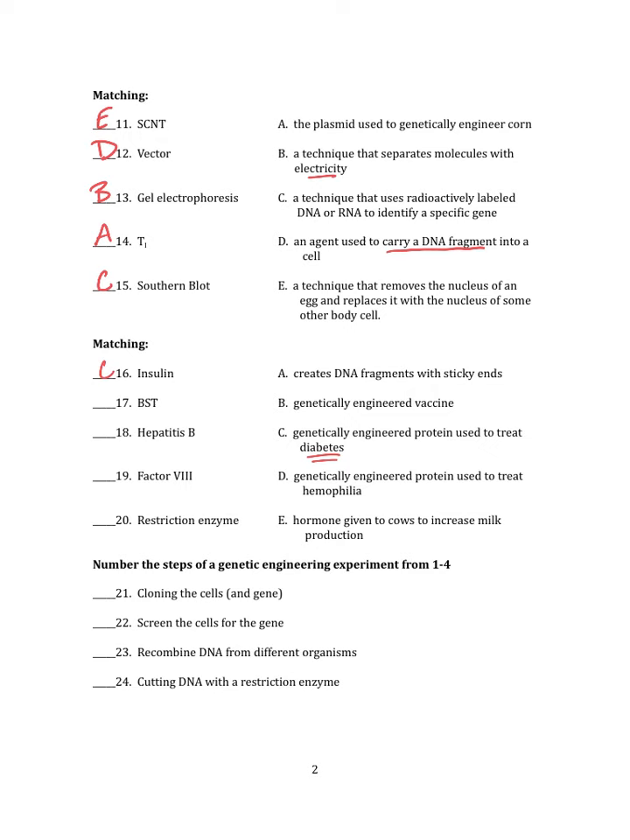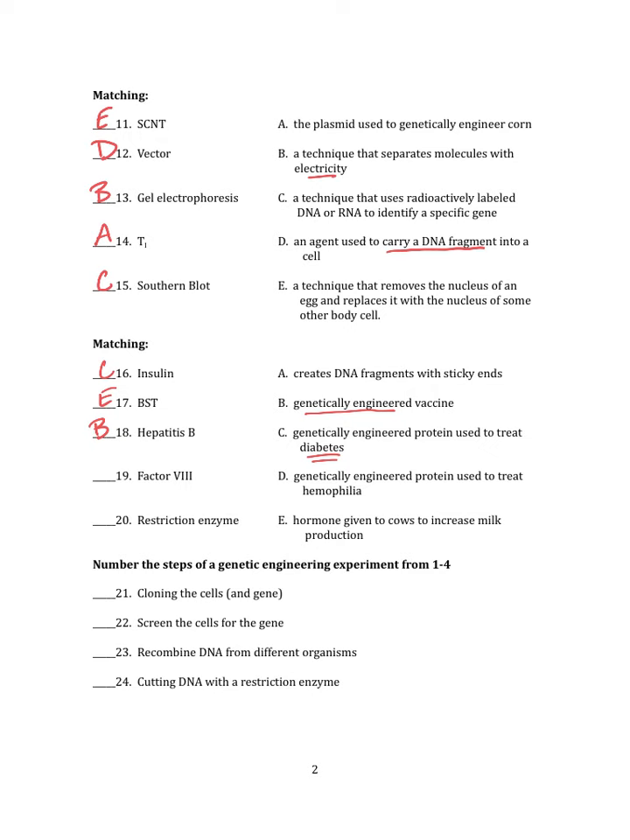Number 17 is BST, and this is a hormone that is given to cattle, and it increases their milk production. So it's a way for humans to facilitate additional milk production in cows. So 17 is E. Number 18 says hepatitis B, and this is a vaccine that humans were able to derive by genetic engineering. So number 18 is B.